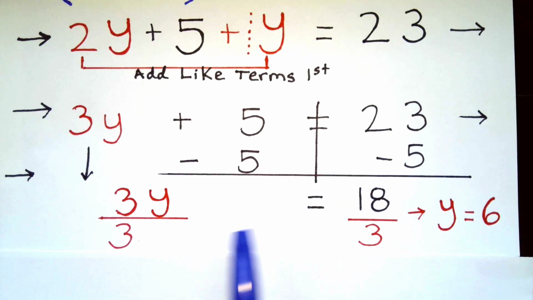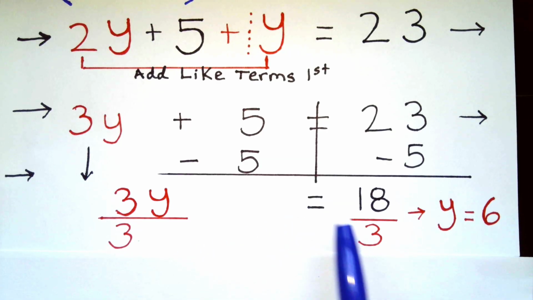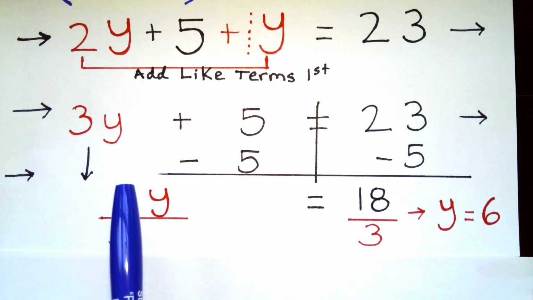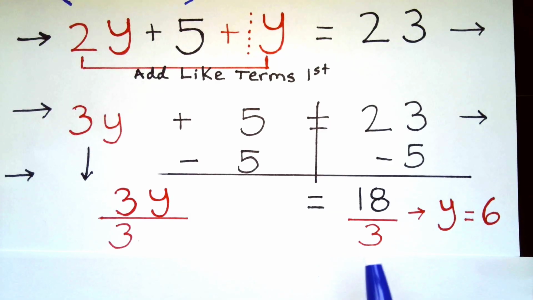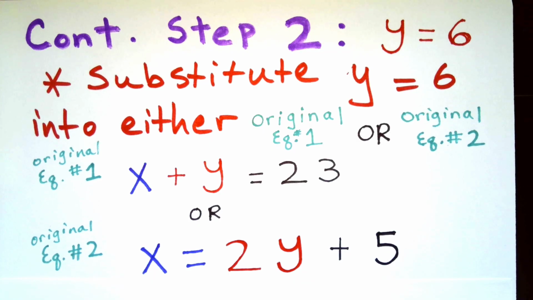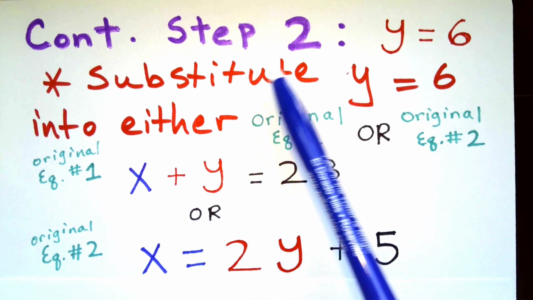What you do to the left side of the equal sign, you got to do to the right side of the equal sign. So 3 divided by 3 is the 1y. Y is by itself. 18 divided by 3 is 6. What does y equal? 6. All right, we're going to continue on with step number 2.